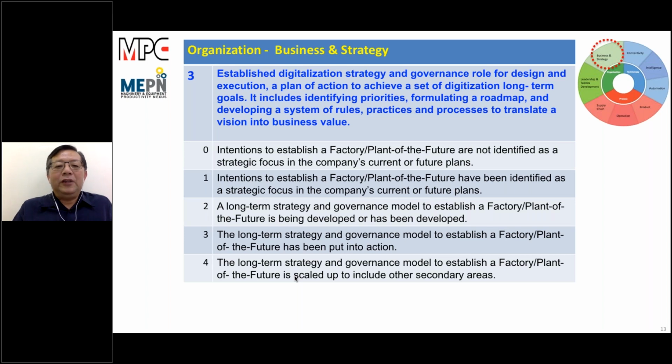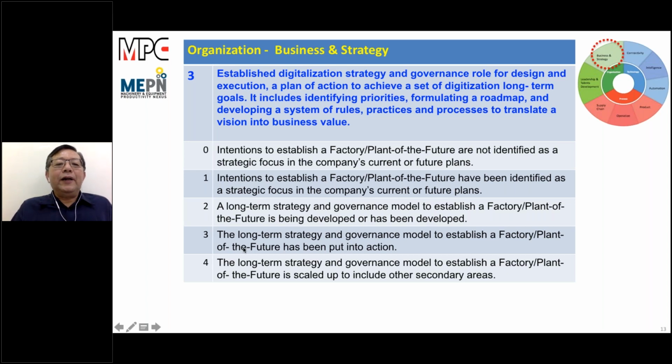They know what they need to go for. Compared to just now, where there was totally no plan, number two is where they put in a long-term strategy and governance model to establish a factory or plant of the future that is being developed, and has also been developed. So it means that they have already prepared. They already developed a plan, they already have a model, they already have long-term strategies. So they already plan by what year to what year they can implement the full Industry 4.0.